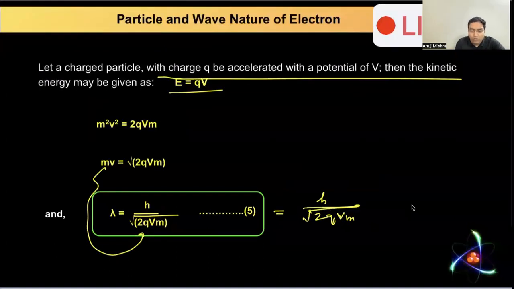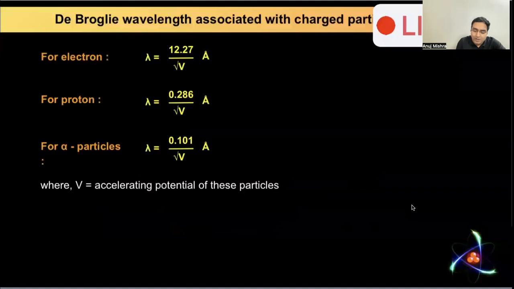Now this lambda is h upon root 2 qvm. It's again a formula which can be converted into these formulas.